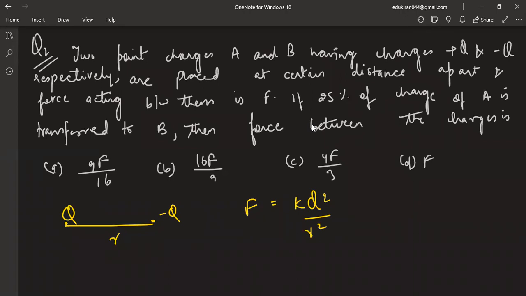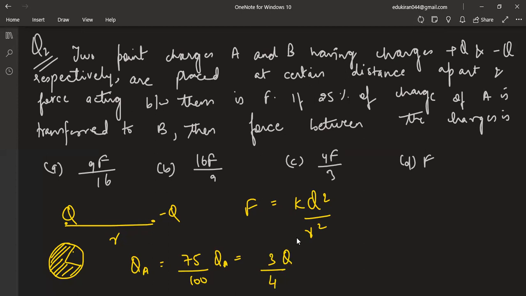Now, if 25% of the charge of A is transferred to B, what will happen? How much charge is left? This was 100%. Now 25% has been transferred. So how much is left? The other 75% is left. So the charge in A will become 75% of whatever was the charge of A earlier, Q. So that becomes 3 by 4 Q.